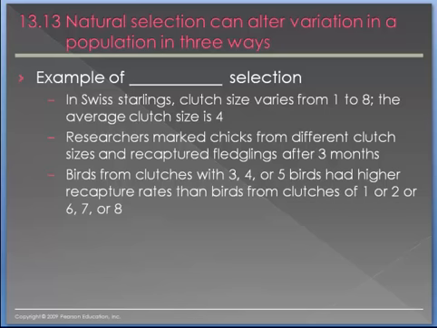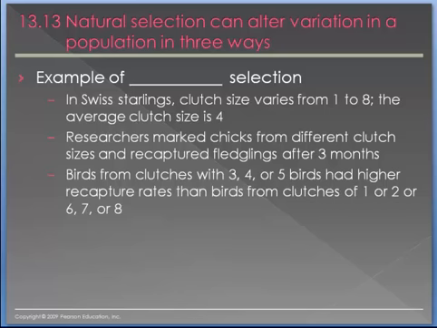So in Swiss starlings, clutch size varies from 1 to 8. The average clutch size is 4. Researchers marked chicks from different clutch sizes and recaptured fledglings after 3 months. Fledglings are young birds. Birds from clutches with 3, 4, or 5 birds had higher recapture rates than birds from clutches of 1 or 2 or 6 or 7 or 8.